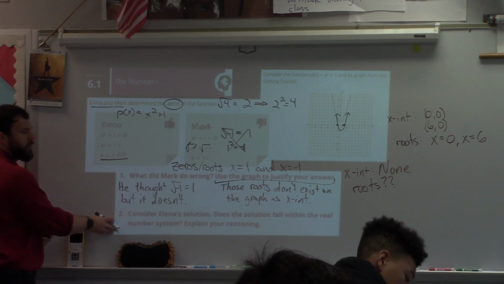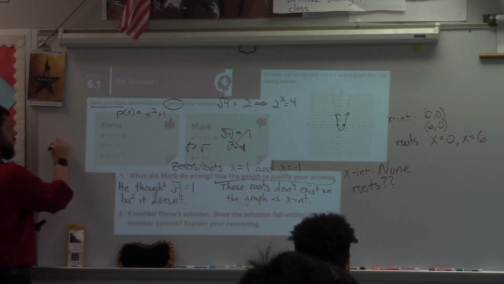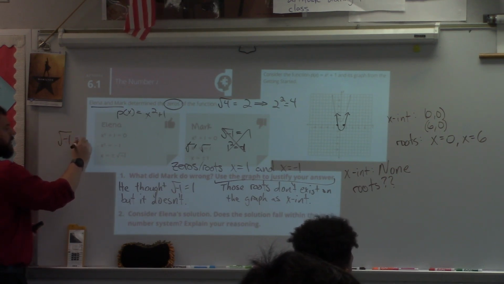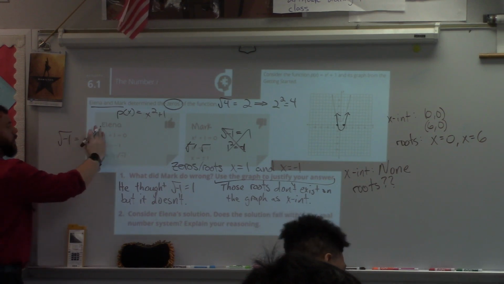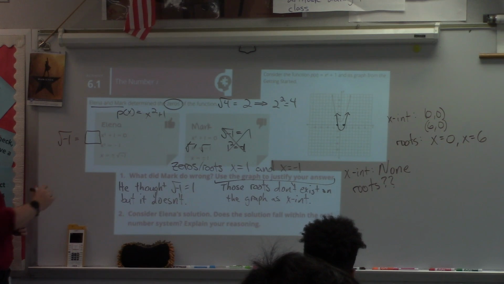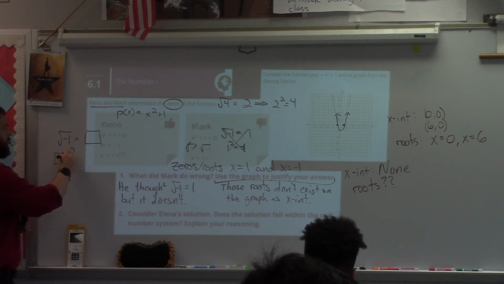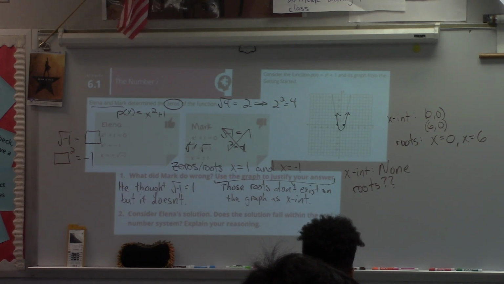The question in number 2 says, does the solution fall within the real number system? Well, the square root of negative 1 has to equal a number, correct? Something. The square root of negative 1 has to equal a number. I'm going to just put a box here to represent whatever it equals. But that means this box, when squared, would have to equal what? Negative 1? Can someone give me a number that when I square it, I get negative 1?